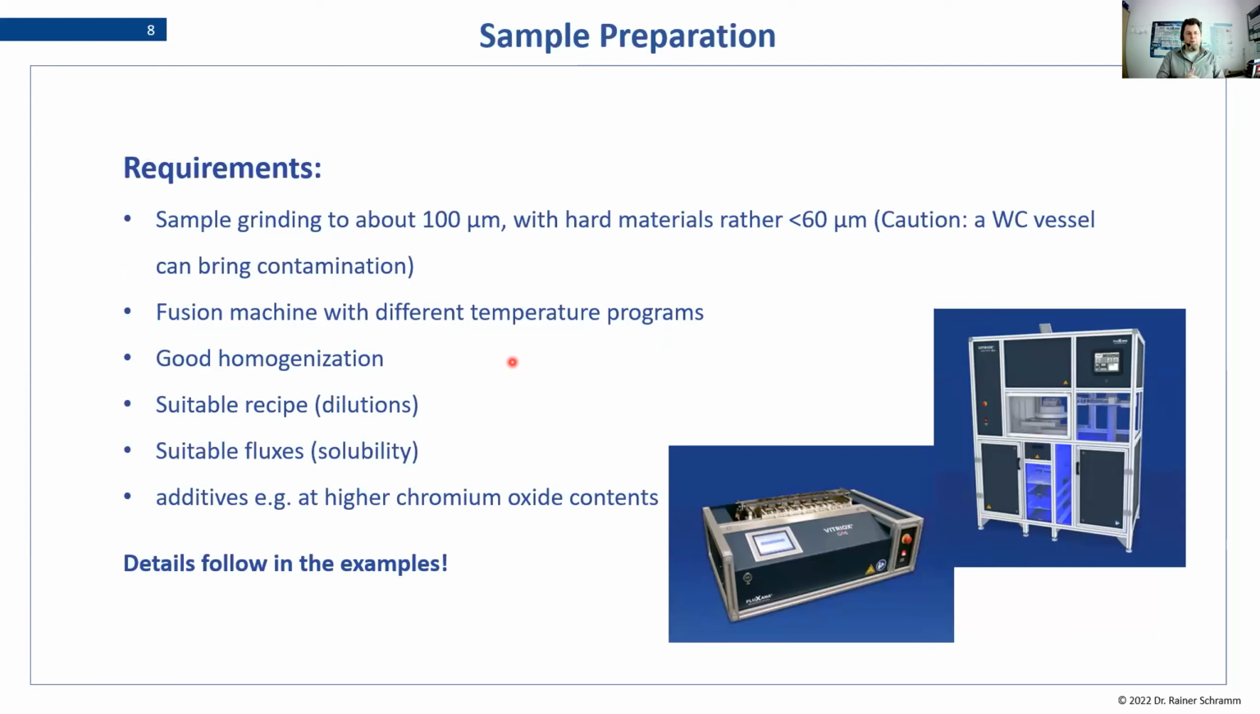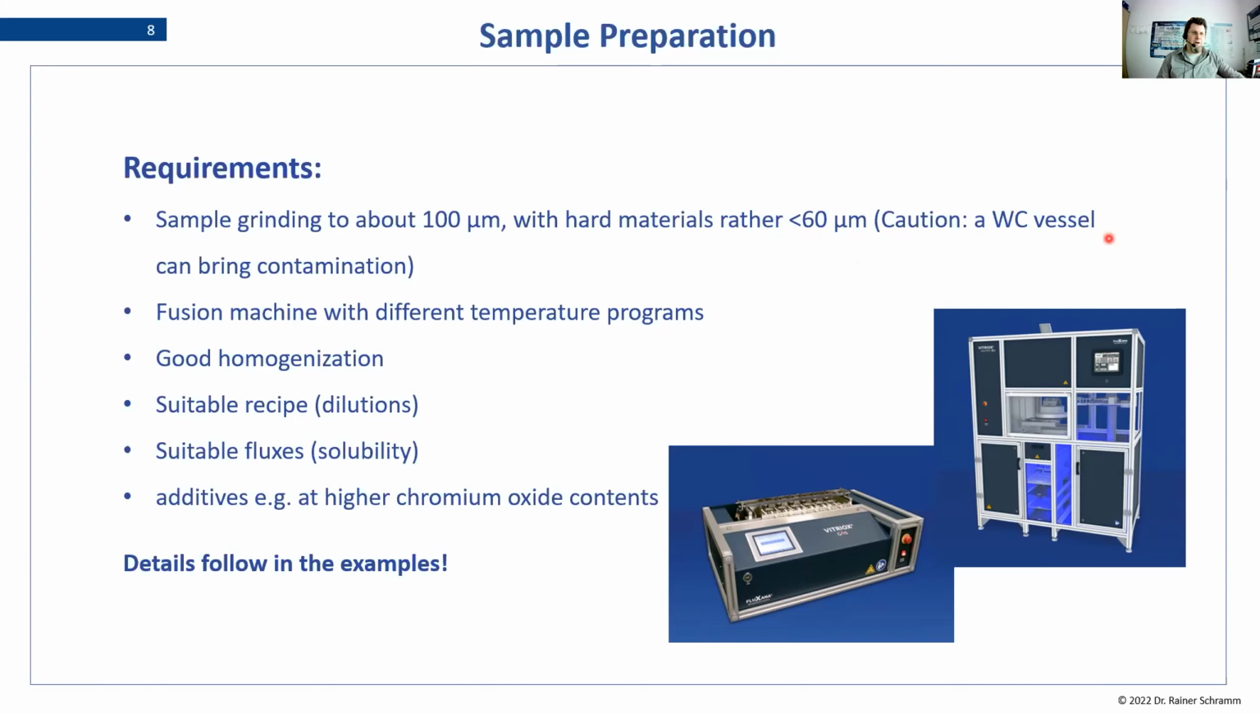What will be our requirements for sample preparation and the sample? In general, sample grinding is important here. As a rule of thumb for fusion preparation, most of our documents say we want to go below 100 micron or around about 100 micron. In this case, going below 60 micrometers as a particle size is recommended because this helps with dissolving.